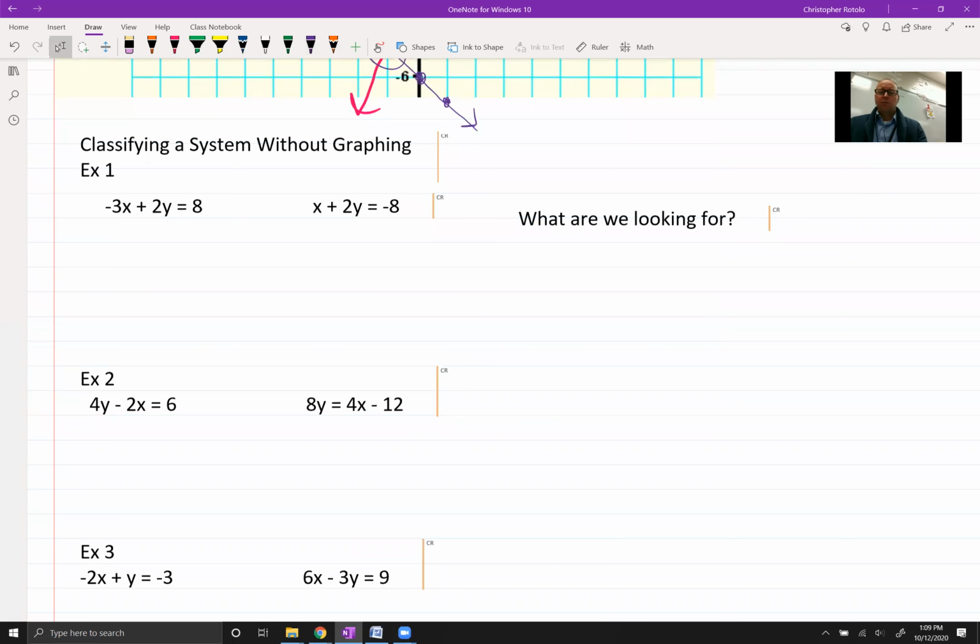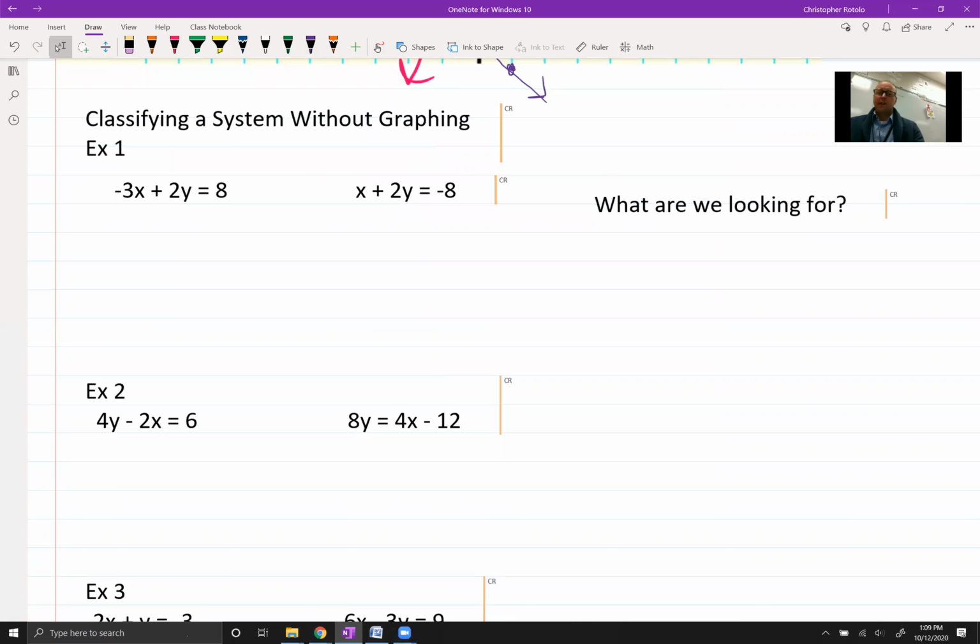But obviously, if you're having trouble graphing, then we want to take a look at that. Classifying a system without graphing. All right, so what are we looking for? First thing I want to know is what's the slope? Are they the same? Are they different? Right? If they're different, this is awesome. Then we can be done with it. So the way these are formatted, they are not very helpful, right? I need to get y by itself in all of these equations.